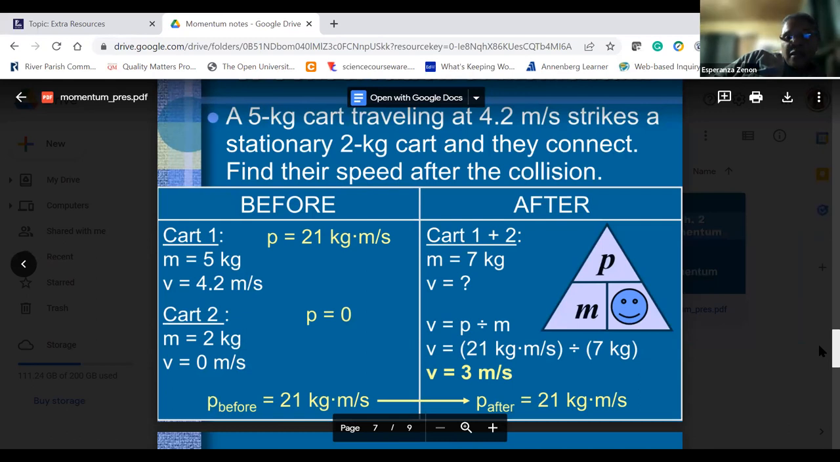So we know the mass, we know the momentum. We can get the velocity. P divided by M: 21 kilogram meters per second divided by 7 kilograms gives me a velocity of 3 meters per second. So these two carts are going to hit each other, connect, and move off together with this same velocity, 3 meters per second.